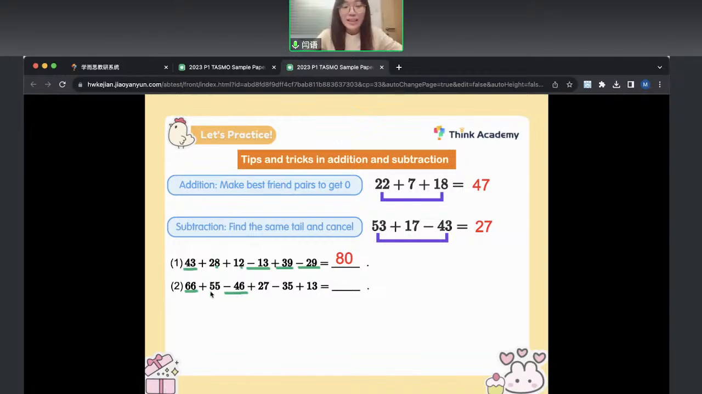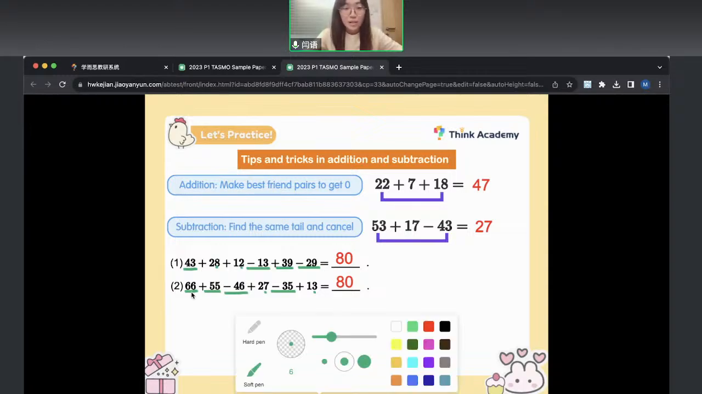Okay, and then move on to 55. 55, can you find the best friend pairs? Actually, no. But can you find the same tail? Look, we have minus 35. So here, 55 minus 35, cancel the tail. We have 20, right? Okay, the last one, 27, and then plus 13. You see, 7 and 3, they are best friends. So here we can get 40. So in total, what is the answer? Yes, the answer is 80, okay?